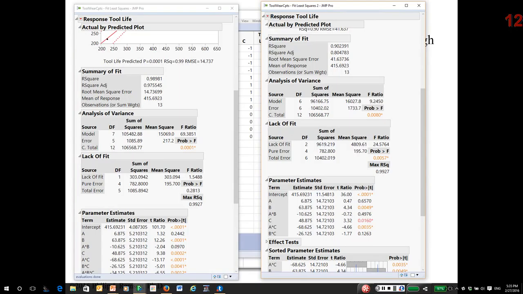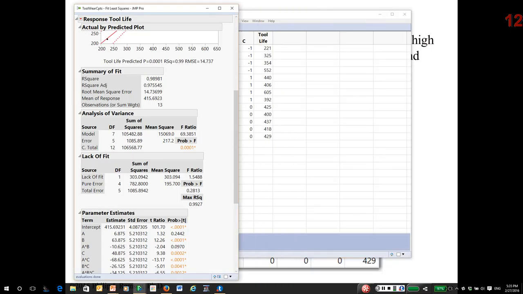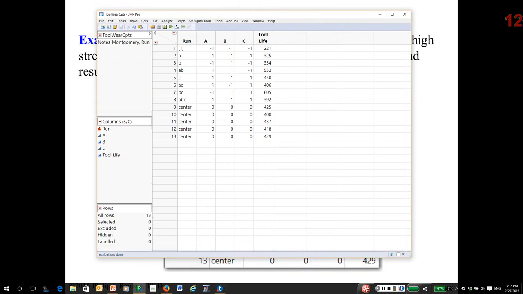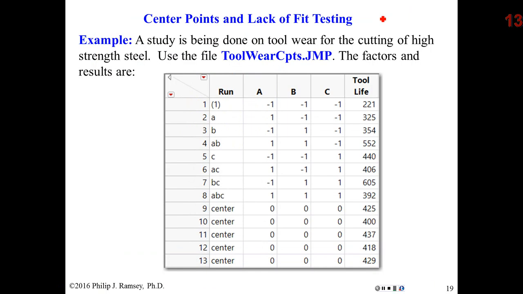Okay, so I'm going to show you one more example. Let's close that for now, and see if I can find it here.